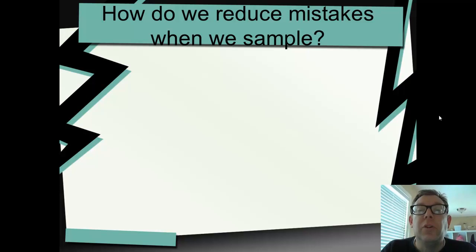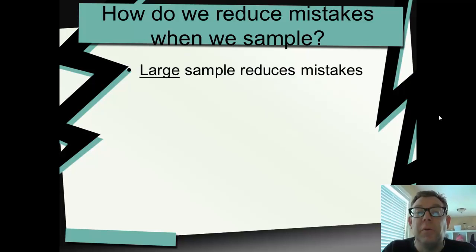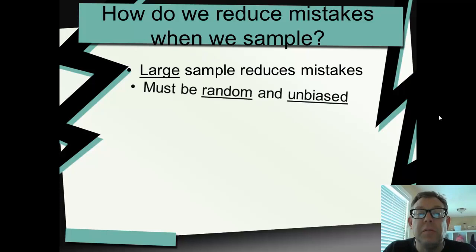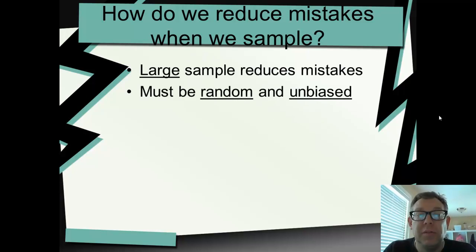So how can we reduce mistakes when we sample? What do you think is a good way to reduce a lot of these sampling errors? Well, we've talked about it a little bit in class. Large samples always help to reduce mistakes. So we try to get as large a sample as is practically possible. And also, the sample needs to be random and unbiased. And if we fulfill these criteria, then we've got a good sample, and that's going to help us collect evidence so that we can test our null.